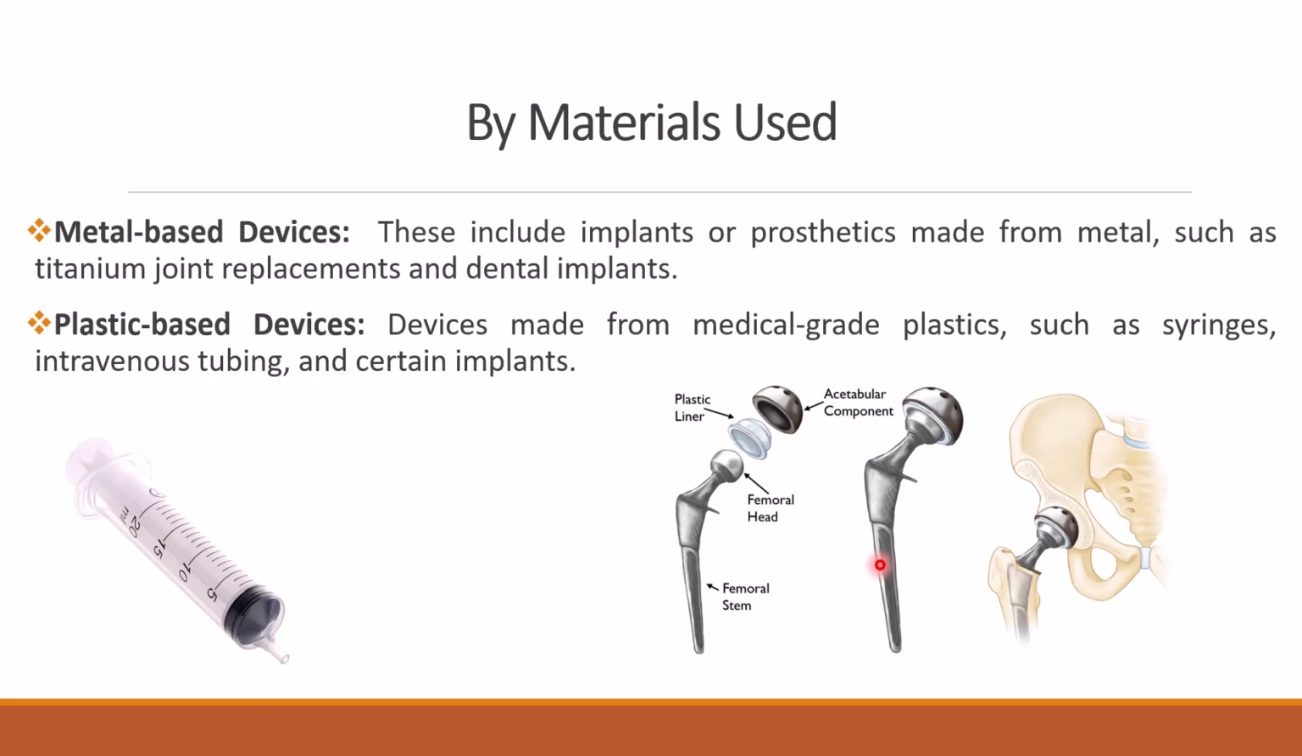By materials used, we have metal-based devices like the implant. For example, here we have the hip implant, with the femoral stem and the femoral head. We also have plastic-based devices, which is the second classification, like syringes made from medical grade plastics or polymers, such as syringes, tubing, and implants.